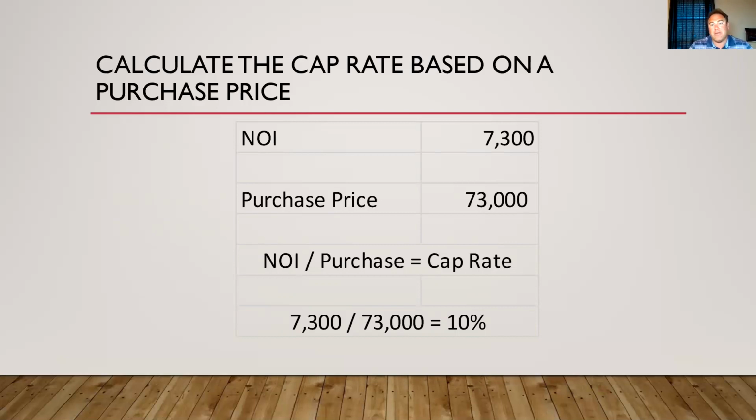If we know the NOI of the asset we're looking at buying is X dollars, and we can buy it at Y price, boom, we can calculate the cap rate that we would buy it at. We would know that if we bought that property with all cash, we would be getting a 10% capitalization rate.